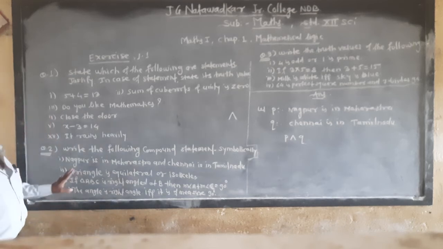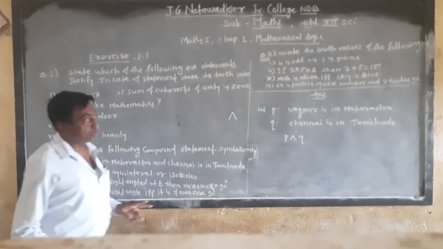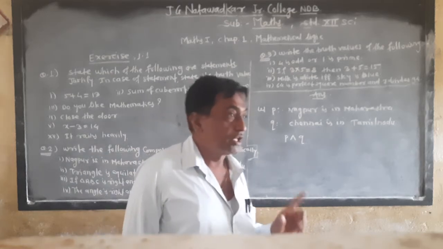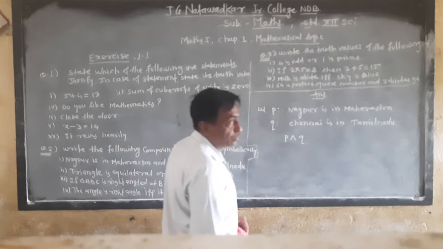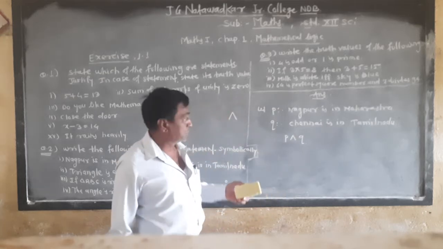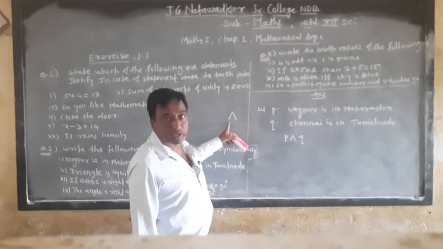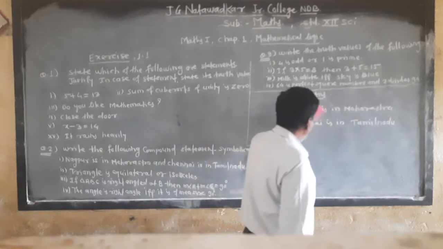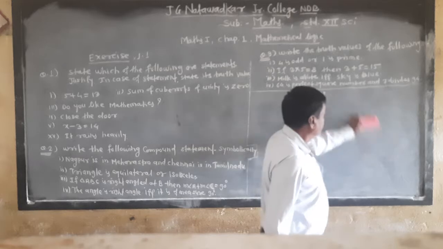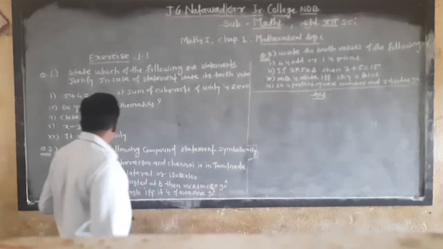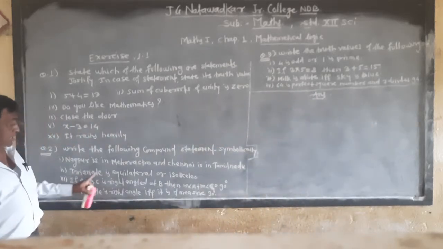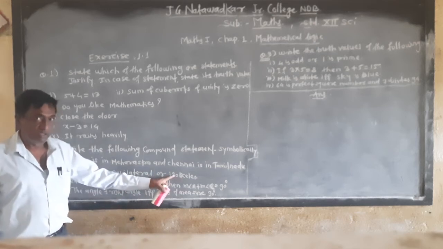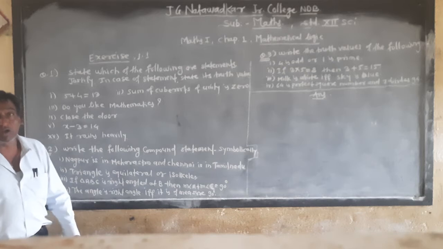Understood? First of all, mention which statement is P and which statement is Q. After that, see which connective joins the two statements, and use the symbol of the corresponding connective. Now this is the answer to the first. Now the second statement is: the triangle is equilateral or isosceles.